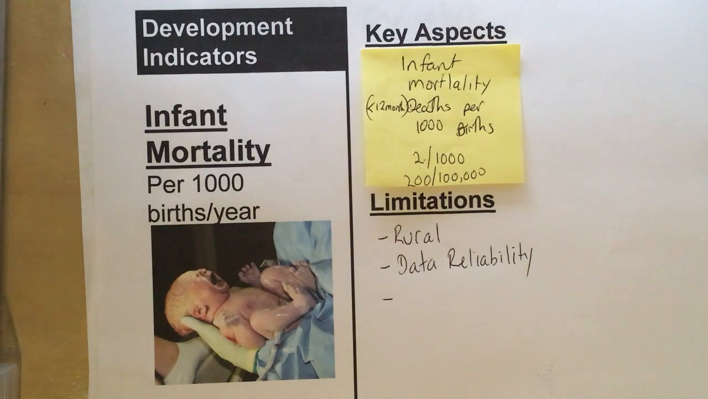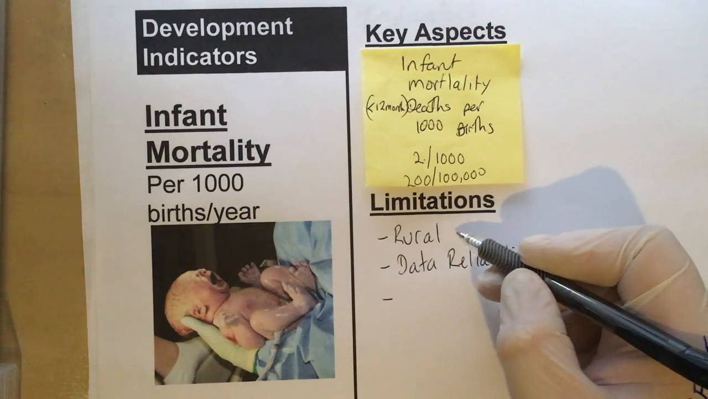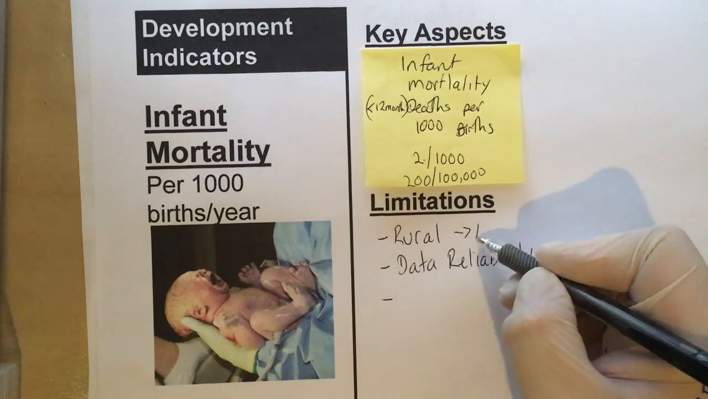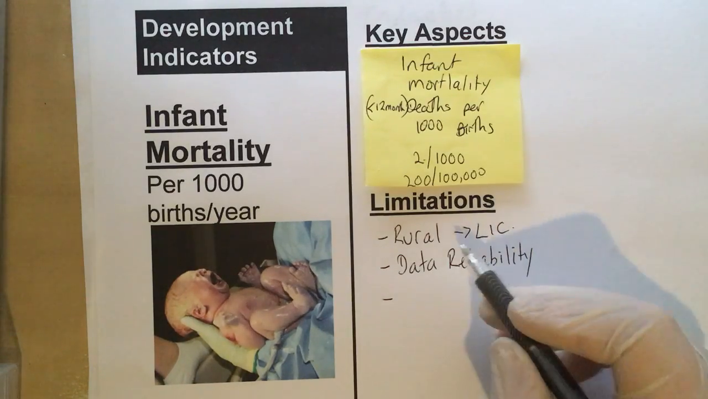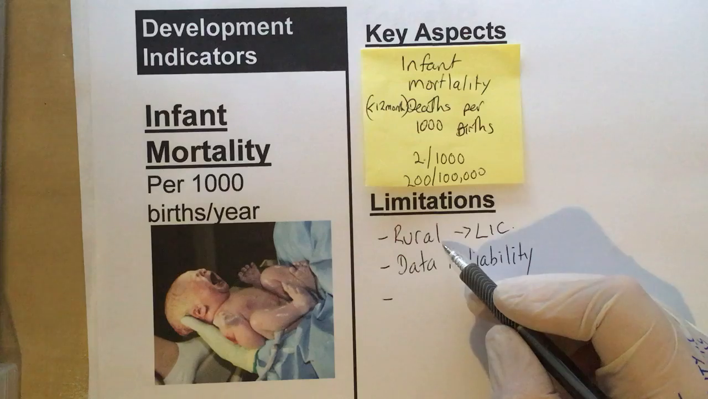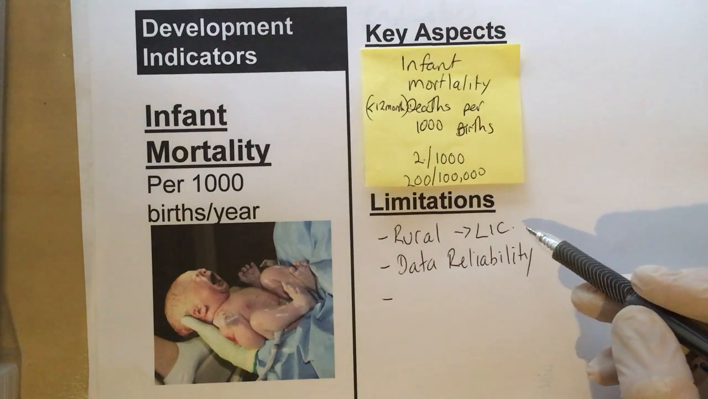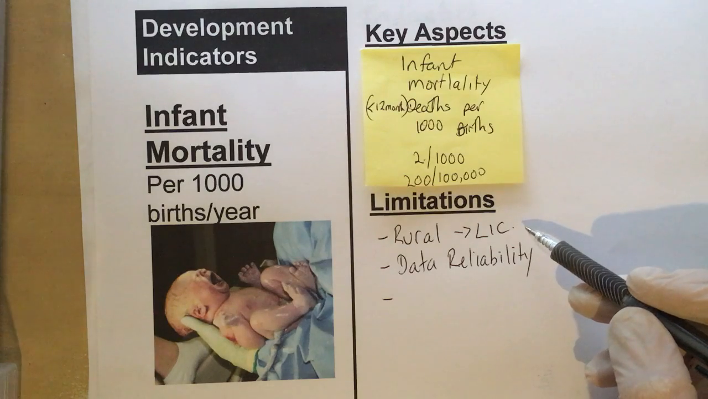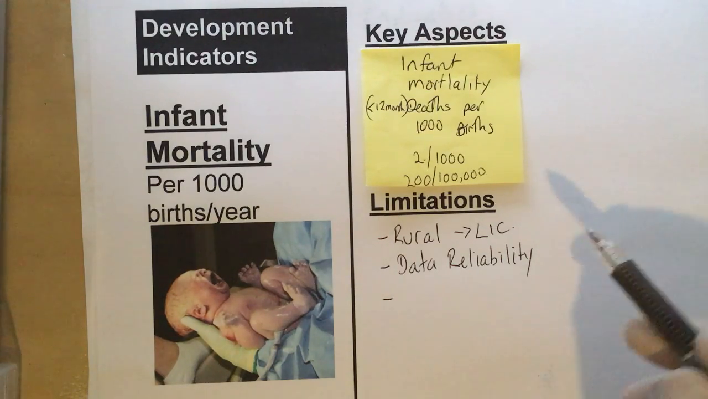Now, there are some problems with this particular development indicator. One is that in some LICs, or lower income countries, there's a high rural population. And it's going to be the case, maybe, that some of the women are not able to have their babies in hospital, where the best care is, and therefore the record keeping isn't going to be as good as in some countries, maybe like the UK. So simply, not all of the deaths of babies will be recorded.